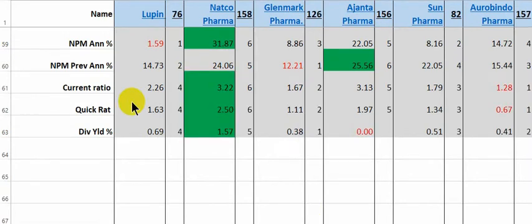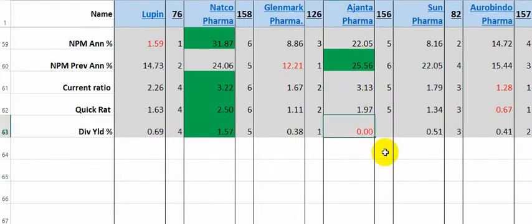So in terms of liquidity position, Natco Pharma was having the best liquidity position to clear off its current liabilities, whereas Aurobindo had the least liquidity position, and if the company had to clear off its liability quickly, then it wouldn't even be able to manage that because its quick ratio has fallen below 1 times. In terms of dividend yield, Natco Pharma has paid the highest dividend in the group companies, and Ajanta Pharma has not paid any dividend.